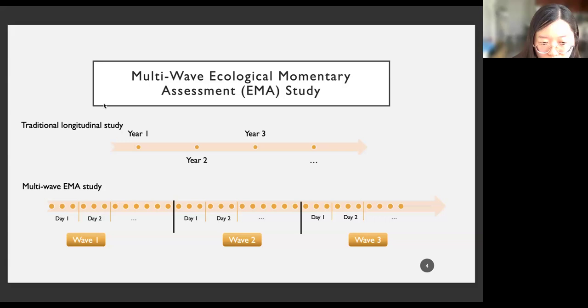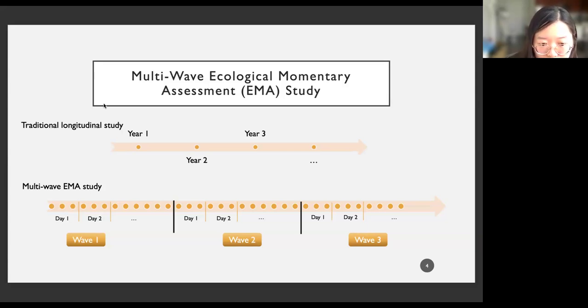Different from a single wave EMA study, a multiple wave EMA study involves collecting data across multiple time periods, which allows us to examine changes and trends of the changes over time. So here, we may have several waves, and in each wave, we measure the participants multiple times per day.